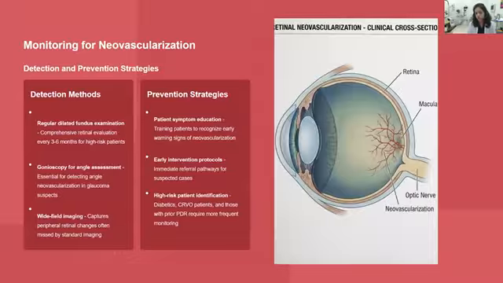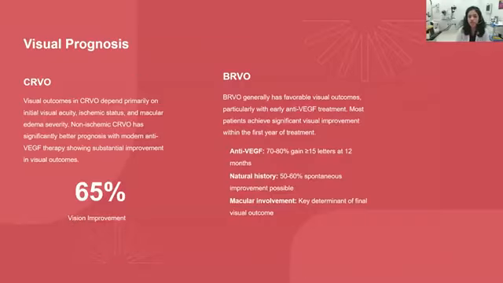So high risk patient identification is also important. Diabetic CRVO patients and those with prior PDR require more frequent monitoring. Visual prognosis in CRVO is about 65% vision improvement, obviously better in non-ischemic than ischemic CRVO. And BRVO generally has favorable visual outcomes, especially if you initiate anti-VEGF treatment early in case of macular edema. About 50 to 60% can have spontaneous improvement as well, according to the natural history. But the macular involvement is the key determinant of the final visual outcome.